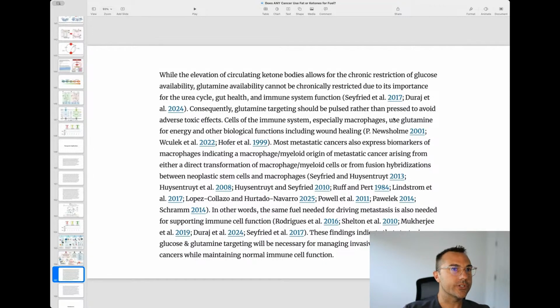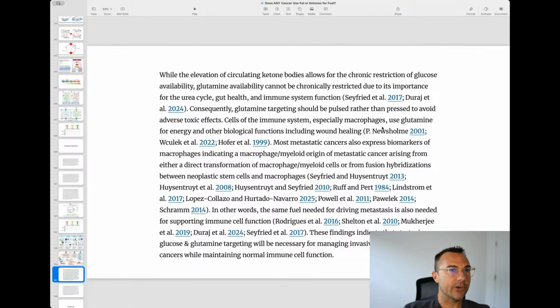To use a pun on the words here, I did press Dr. Seyfried about this, and I gave him my opinion, and we have a discussion in our podcast about this very issue, because I do believe personally that glutamine can be pressed to some degree, and we talk about it. Let's just put it that way.